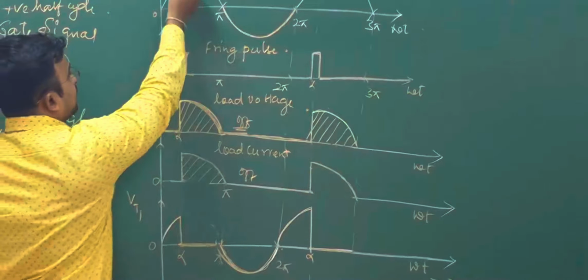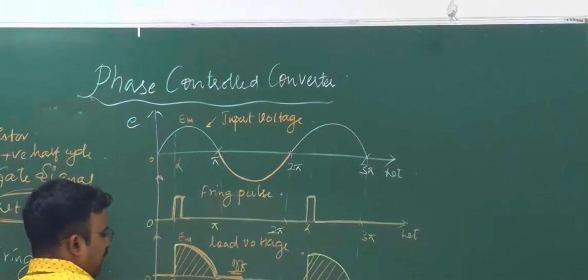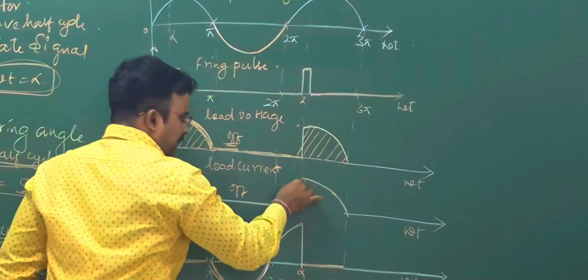The load voltage cannot reach beyond Em. Em is the peak value, Im is the peak current. Beyond this, it will never appear across.